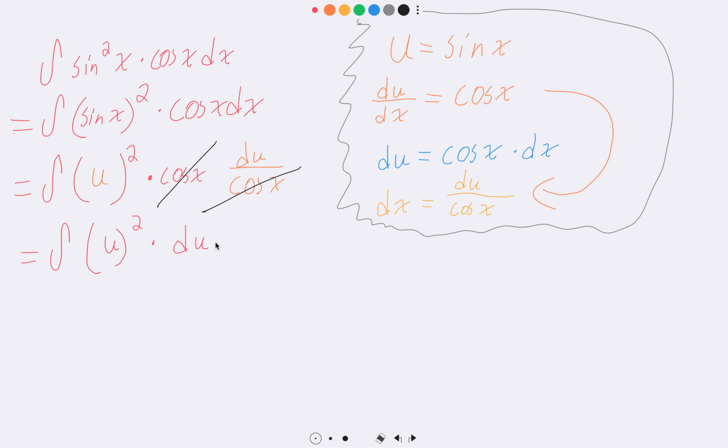Now this integral just got way easier to solve. This is just reverse power rule. So the answer here would be 1/3 u cubed, and then of course we can check our work by taking the derivative of this.